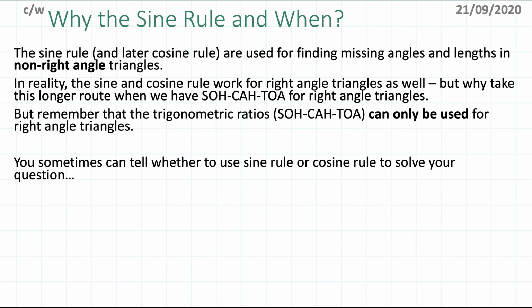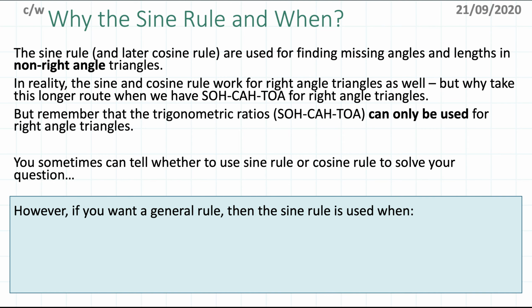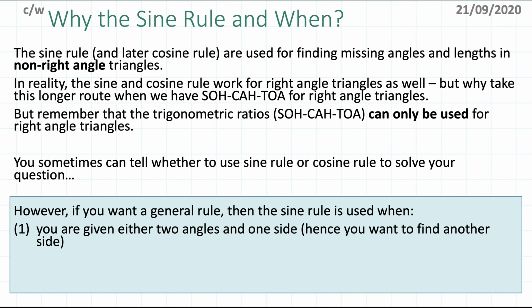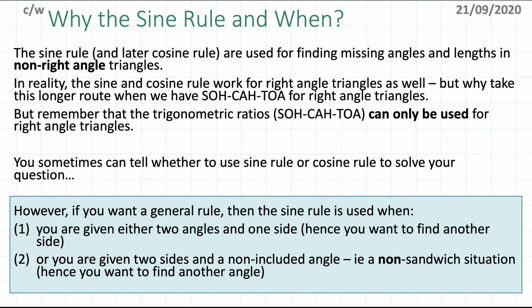So when do we use the sine rule? More specifically, you can use it if you're given two angles and one side, so therefore you need to find another side. So that's one method. Or you have two sides and a non-included angle. This is what I call a non-sandwich situation. So you want to find another angle in this case.